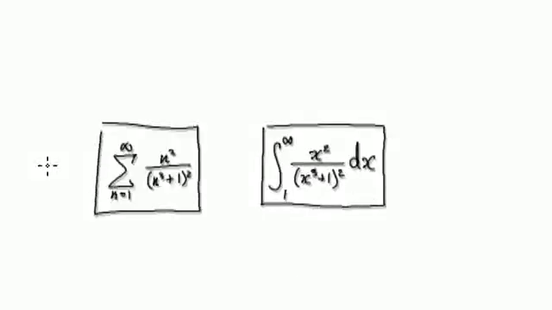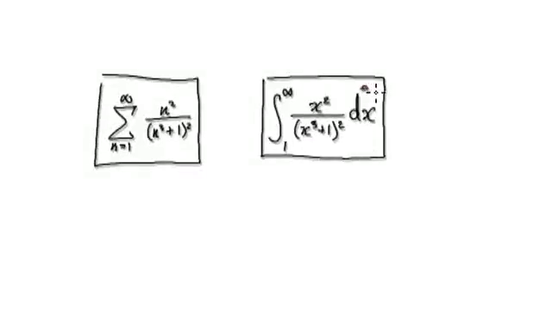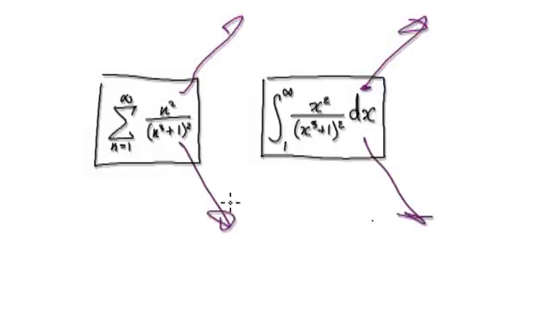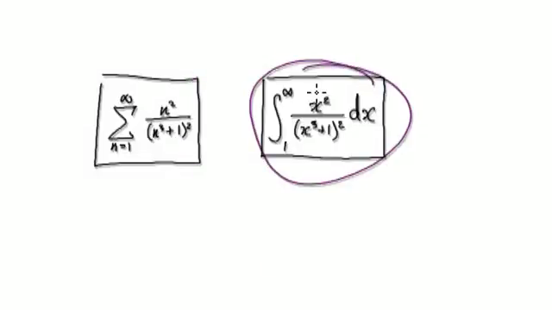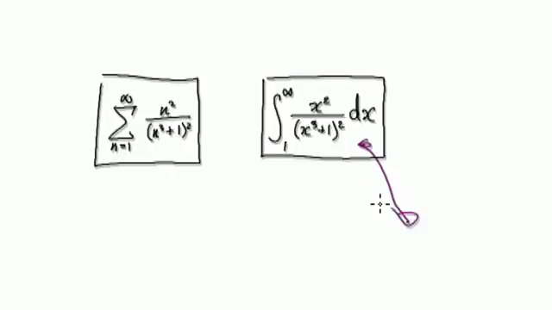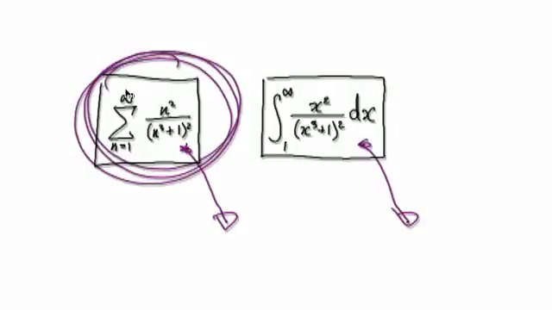Going back to the theorem, there's a theorem that says that if this thing diverges, this will also diverge. If this converges, then this will also converge. Well, we've just established that this thing here is going to converge. So therefore, this will also converge. So the series here will converge.